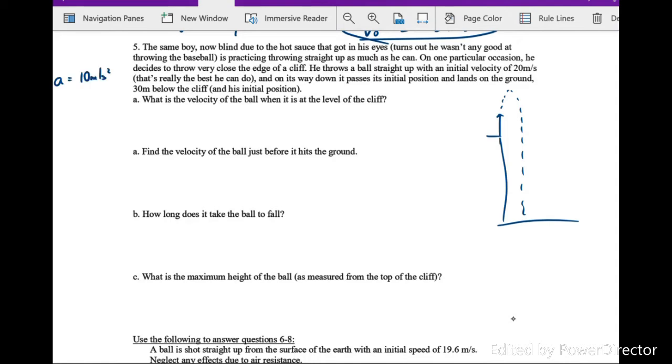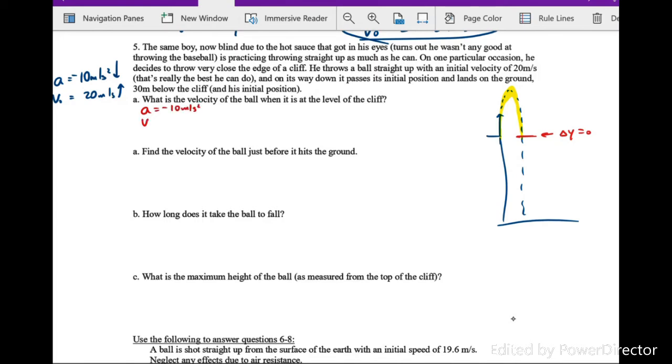So, we know since he's throwing it, the acceleration is still 10 meters per second squared. We know the velocity is 20 meters per second, but that's up. The acceleration is down, so we need to make that acceleration negative. And if we're looking at when it's just at the level of the cliff, it's going to go up, and its delta y is going to be 0. It's going to be at the same level. So because the delta y is 0, that's my extra known.